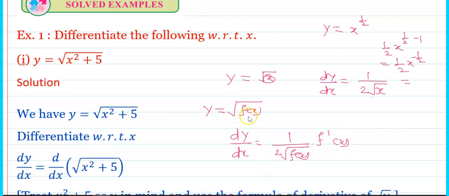Okay. But what is this f of x? f of x means x square plus 5. And what is f dash of x? That is, the derivative of x square plus 5. What will be the derivative of x square? It will be 2x. And 5 is a constant. Its derivative is 0, in this way.